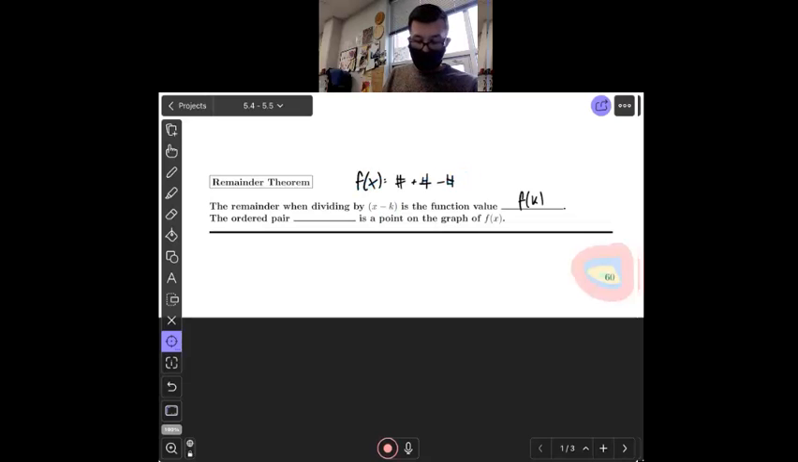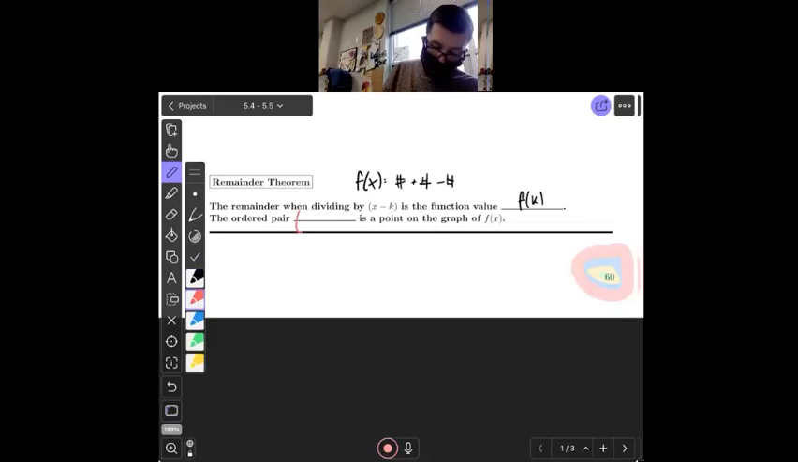Which means that the ordered pair k comma f of k is a point on the graph, right? Remember, when we plug in an x value, it spits out a y value, which we can then turn into a point on the graph. We're going to do this here in a second. It'll make more sense when we do it than when you just write about it like this. So this is the remainder theorem. It says that the remainder when dividing by x minus k is the same thing as plugging k into the function.